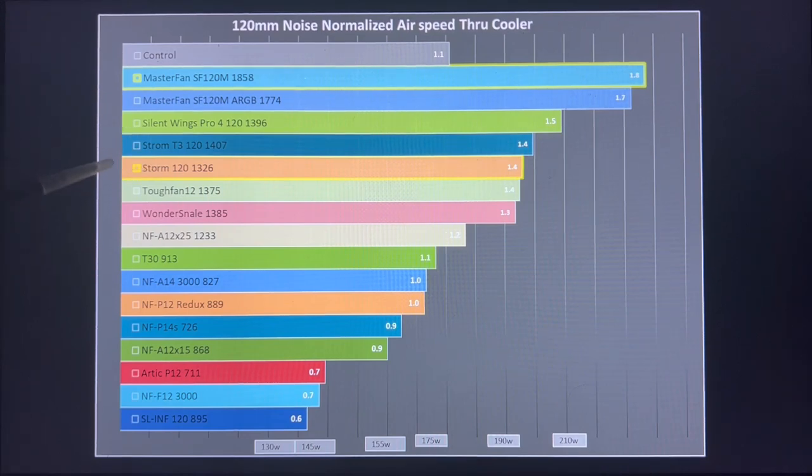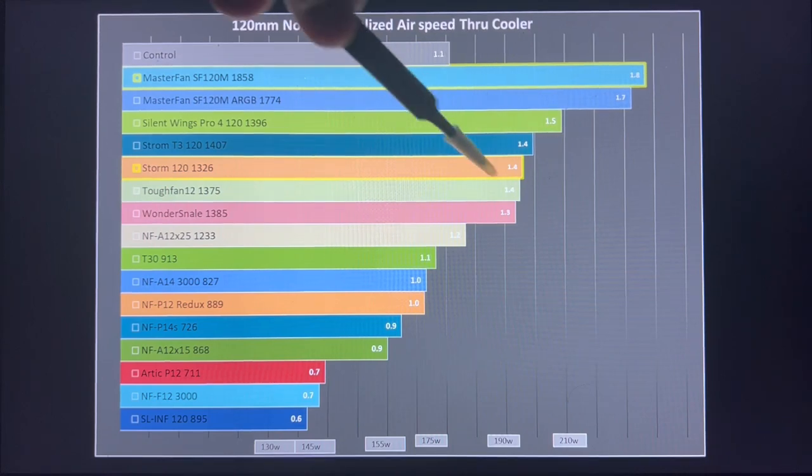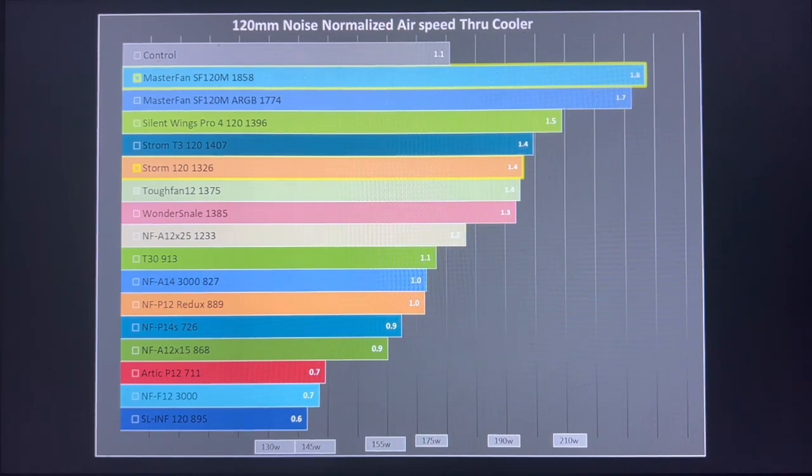Moving down to the Storms, the Storm 120 regular edition was spinning at 1,300, while the Storm T3 was spinning at 1,400. They have functionally equivalent air speeds. However, the T3 was in general a little bit better, but functionally equivalent. And all of them are outperforming the Noctua A12X25, which just kind of blew my mind because this is noise normalized and not. I consider the Noctua one of the best fans. So it's just a very interesting result.